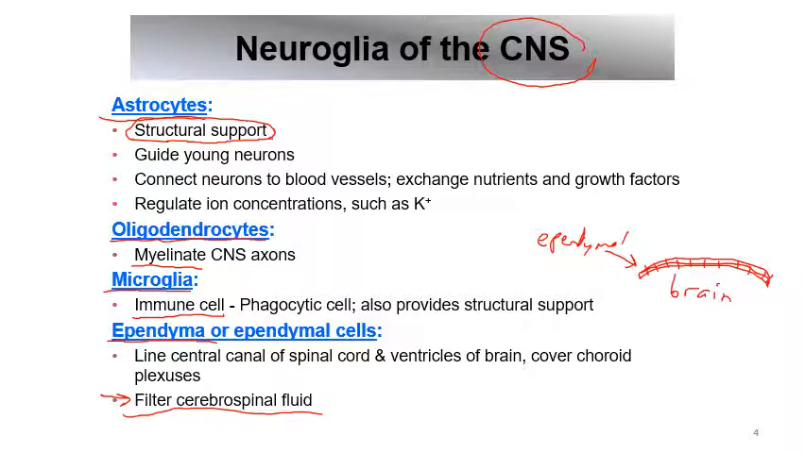And then around our brain, around our spinal cord, we have this fluid called the cerebrospinal fluid, CSF. This fluid contains nutrients, it contains growth factors, but it could also contain some toxins, some waste products. So you don't want that bad stuff to get to the brain. You only want the nutrients, the oxygen, the ions to get through. So these ependymal cells are filtering this fluid so that only the good stuff comes in.